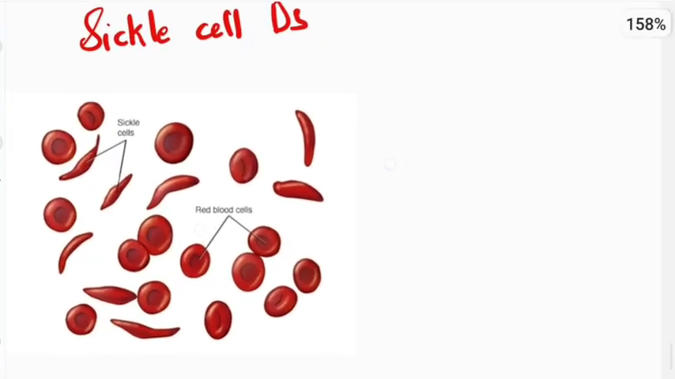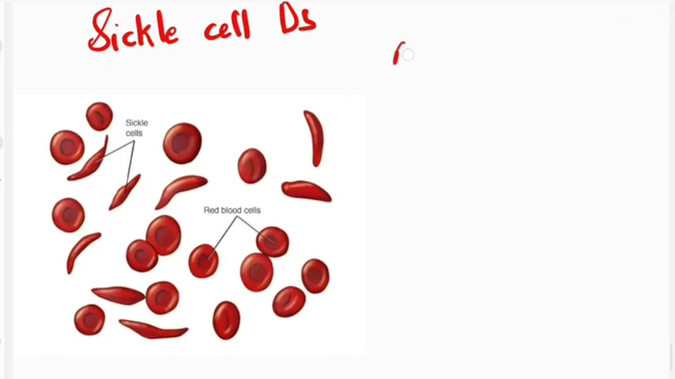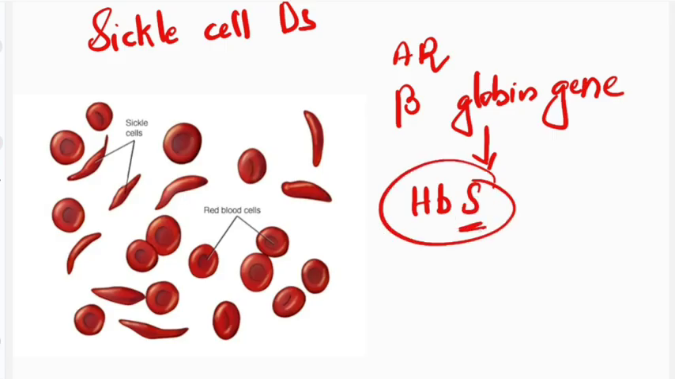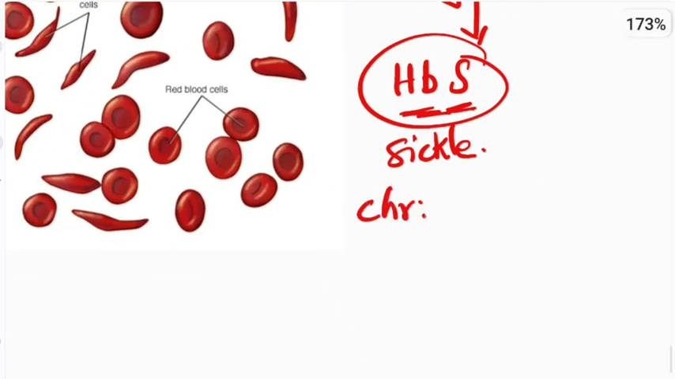Now a few one-liners about sickle cell disease. It is an autosomal recessive hemoglobinopathy, where there is a mutation in the beta globin gene, not chain, the gene, and this leads to the formation of hemoglobin S. Once this is formed, under low oxygen these RBCs become sickle shaped and finally they undergo hemolysis. Now if the question is which chromosome is affected, you will say chromosome number 11.